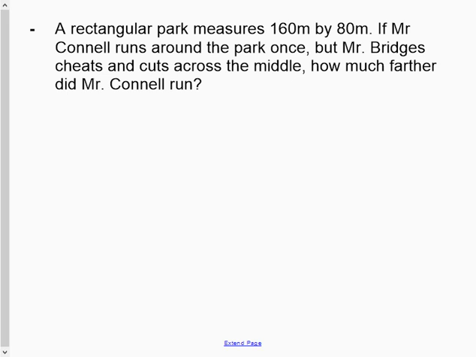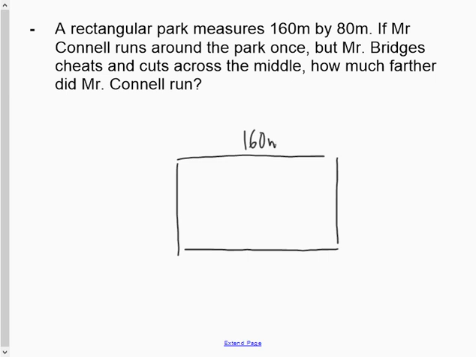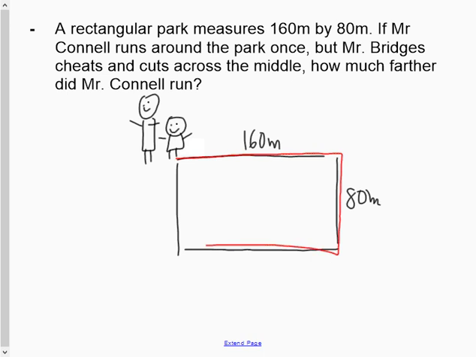And your last question says, a rectangular park measures 160 meters by 80 meters. So I'm going to draw this. 160 meters by 80 meters. Now, Mr. Connell and Mr. Bridges are going to run around the park. Mr. Connell runs around the park one lap like that. Mr. Bridges, however, is a little shadier. He goes to the corner and then he cuts across the park and goes back up.